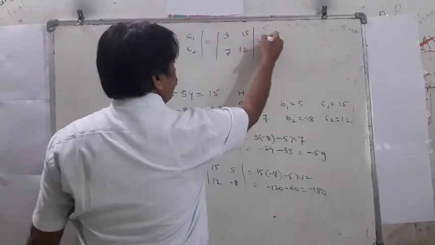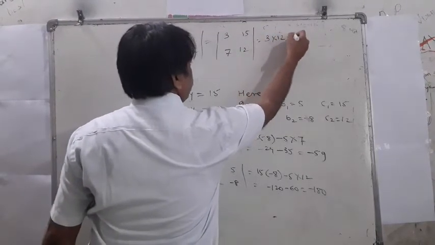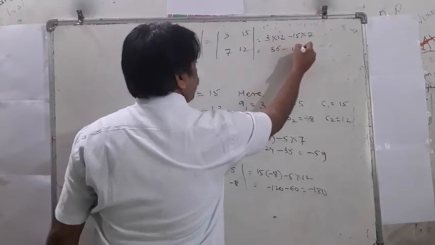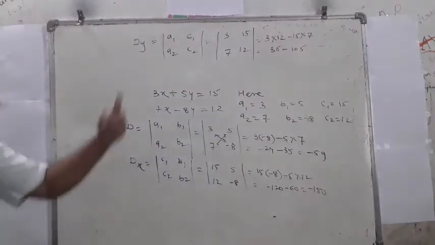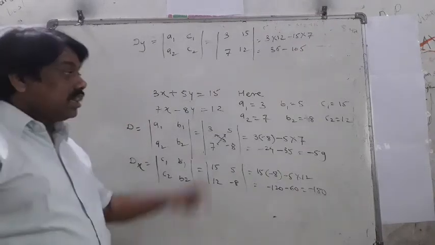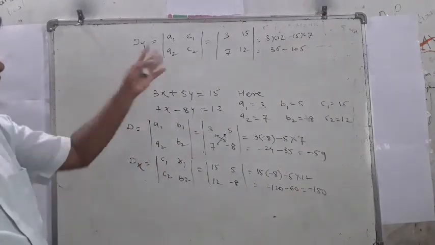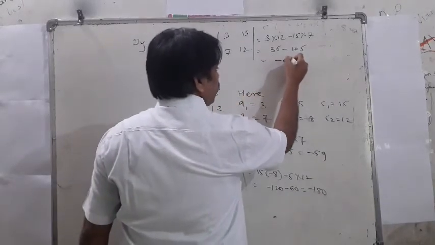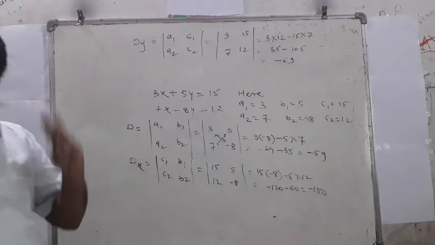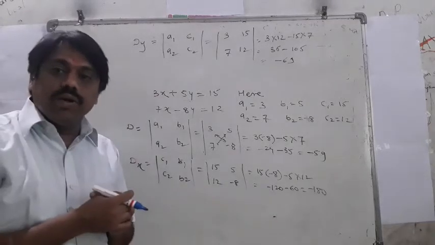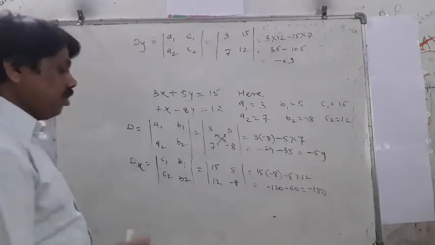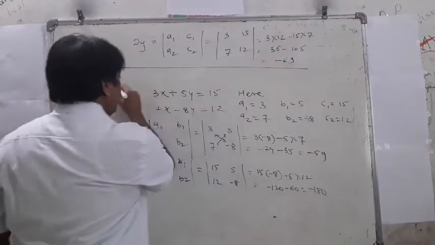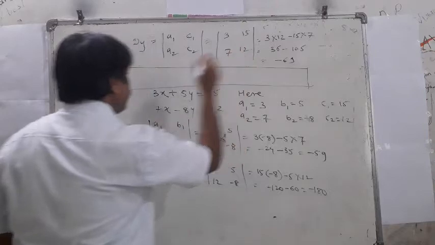Again cross multiplication, 3 into 12 minus 15 into 7, it will become 36 minus 105. And what will be the subtraction? 36 minus 105 is minus 69, that is the answer. Okay, now I am going to get finally the values of x as well as y by giving you the new formula. And what is that formula?